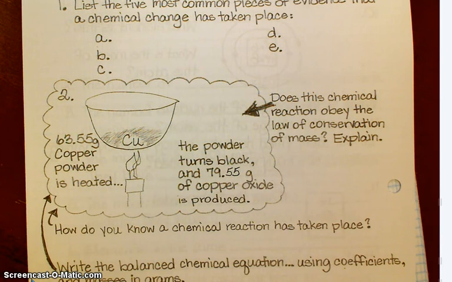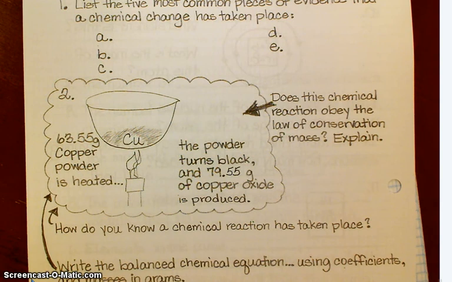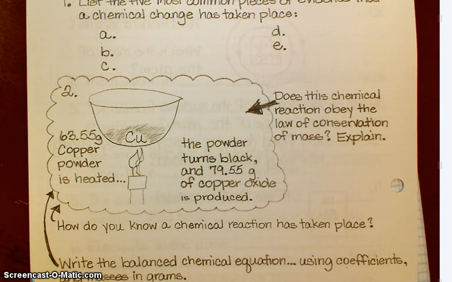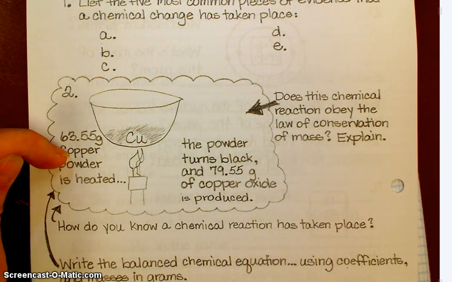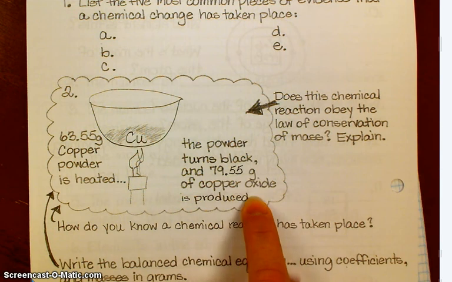Well, you can't just have things magically appear or disappear. So please remember on this that yes, it still is going to obey the law of conservation of mass. And in order to write a balanced chemical equation, you need to recognize that the copper must be reacting with oxygen from the air in order to produce that copper oxide.